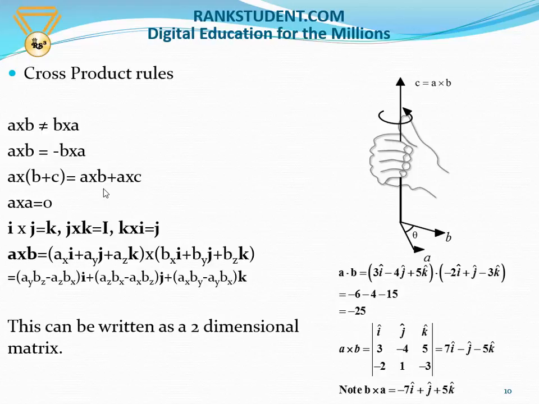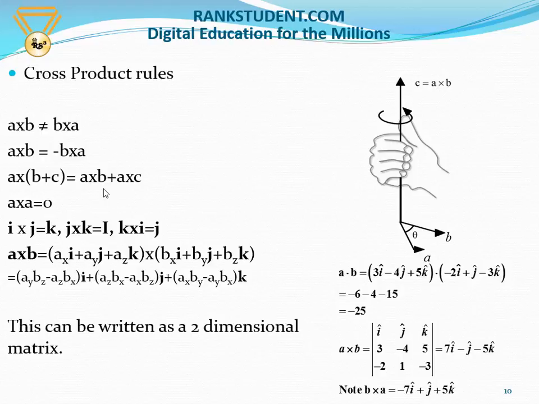The cross product of a unit vector I and a perpendicular unit vector J is a vector which is perpendicular to both I and J. In this case, I cross J equals K. Similar definitions apply to J cross K and K cross I.